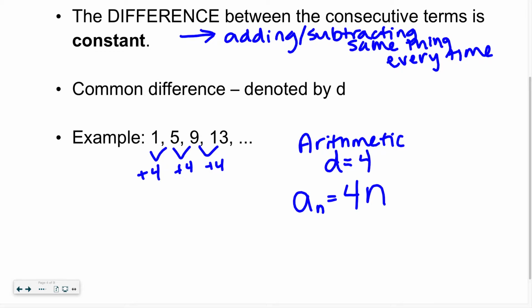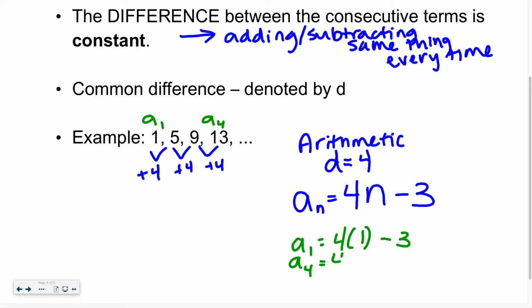Okay, so if I check a sub 1, that would just be 4 times 1, which would give me 4. Is that actually the first term over here? No. How do you get from 4 down to 1? Minus 3. So if we add in the minus 3, let's put that in our rule: 4n minus 3. And maybe just double check another one if you're not sure. So I'll pick a sub 4. A sub 4 equals 4 times 4 minus 3. That'd be 16 minus 3 or 13. Is our rule working? Okay. Excellent.